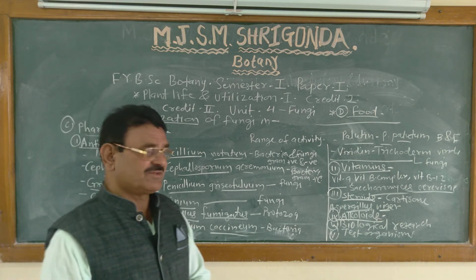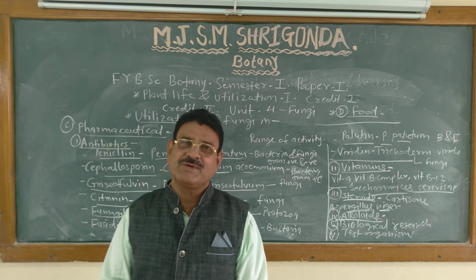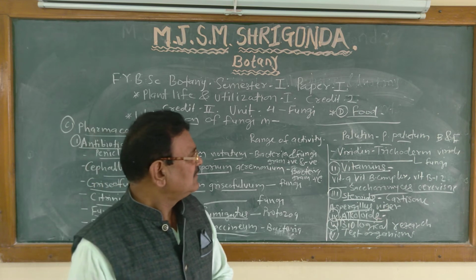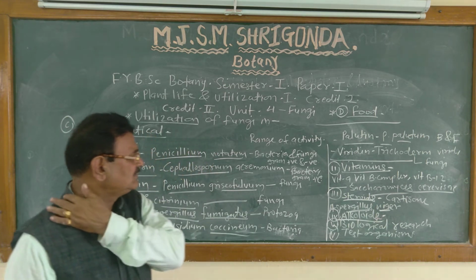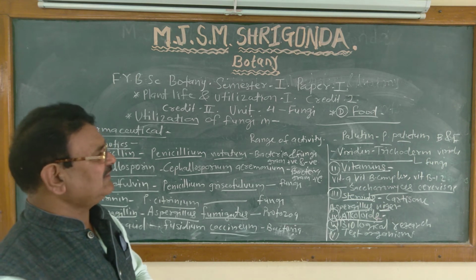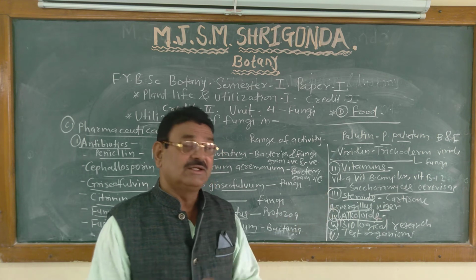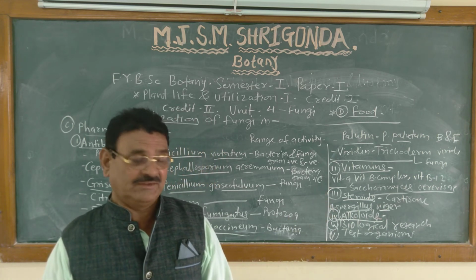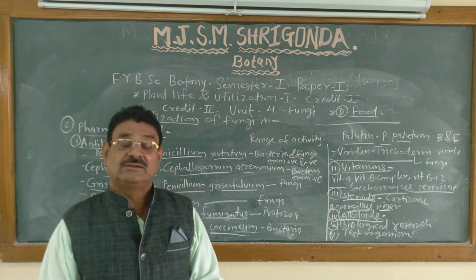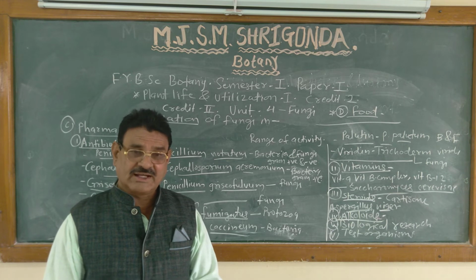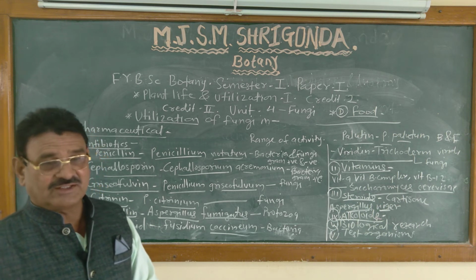Then next point, vitamins. Many fungi are used to obtain vitamins. Vitamin B complex, vitamin B12, vitamin A are obtained from the fungus Saccharomyces cerevisiae. Then third, steroid cortisone is obtained from the fungus Aspergillus niger. This is used in rheumatic arthritis and allergy. These rheumatic arthritis and allergy are controlled by the steroid cortisone, and this cortisone steroid substance is obtained from Aspergillus niger.